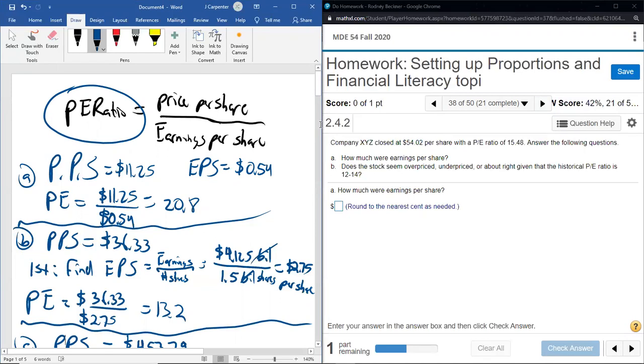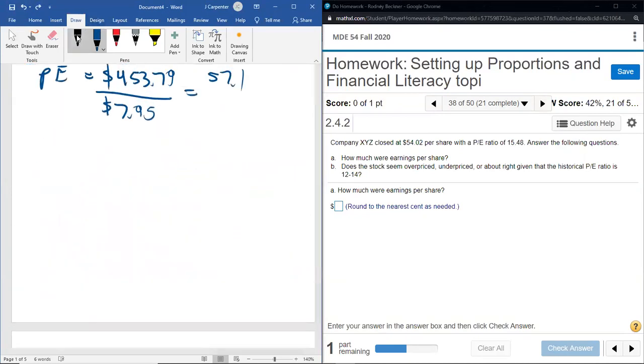They also tell us that the closing price per share is $54.02. That's not earnings, that's price, and it is per share. So that's this thing, which means at the bottom, the earnings per share is the unknown. So that's going to be our X. So we're just going to take this equation, which I will rewrite.